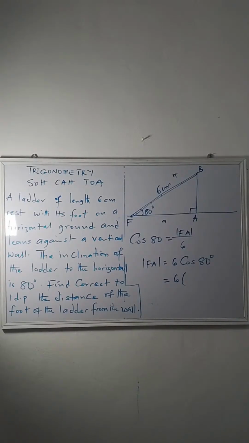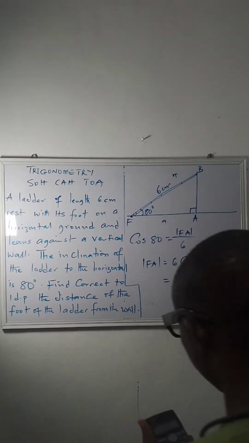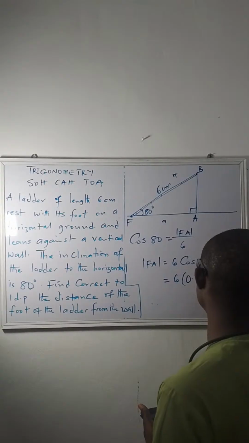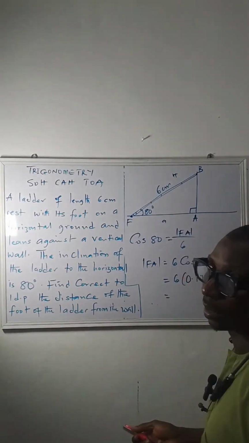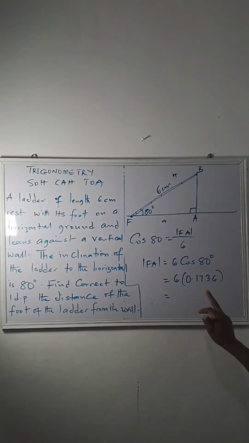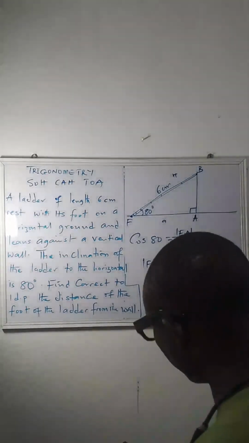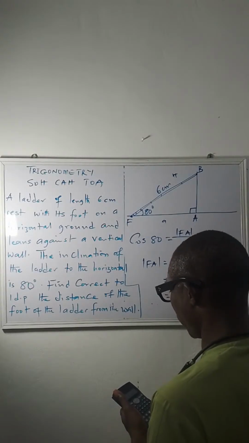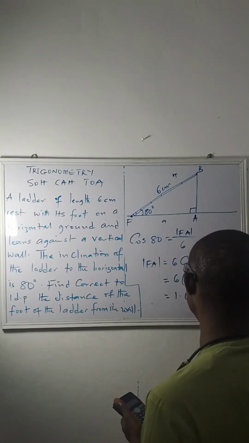All right. So cos 80 degrees is 0.1736. So that is what we have as cos 80 degrees. If you check your four-figure table, this is what you have. If you use your calculator and correct to 4 SF, this is what you're going to have. Now let's multiply that by 6. So you'll be having 1.04042.